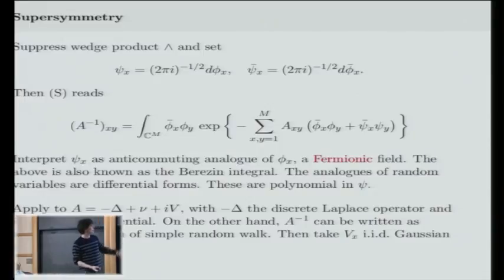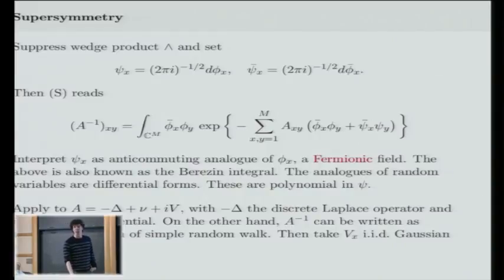Anyway, so these differential forms have an interpretation of an anti-commuting analog of the original field, and differential forms are the analogs of random variables, and they are always polynomial in this differential, or in the psi field, if you like.